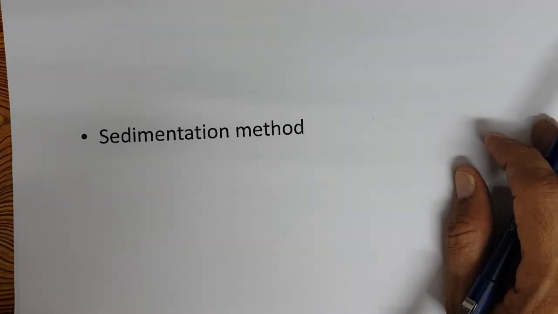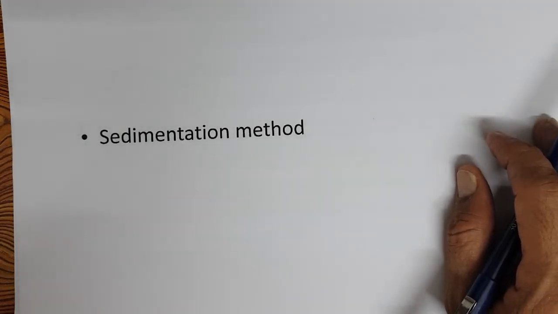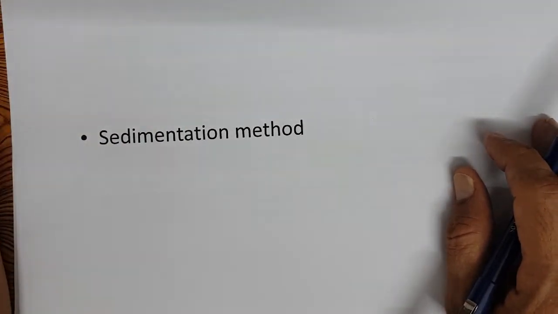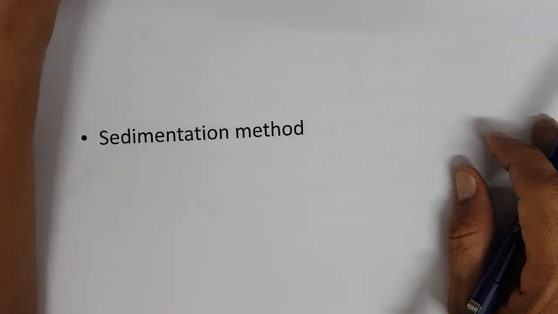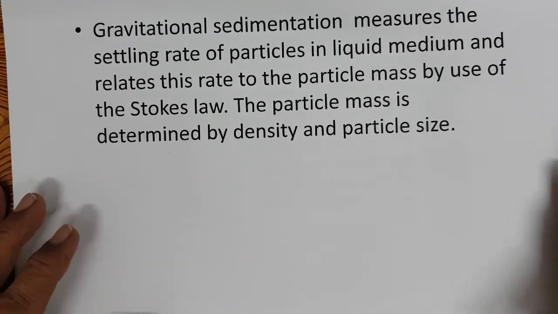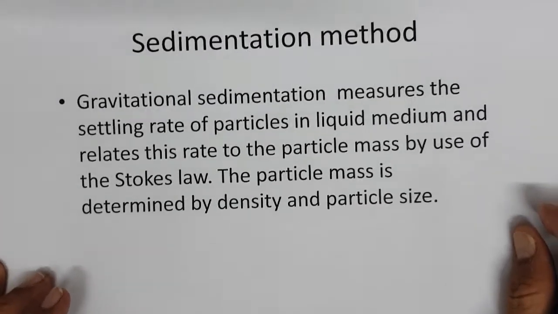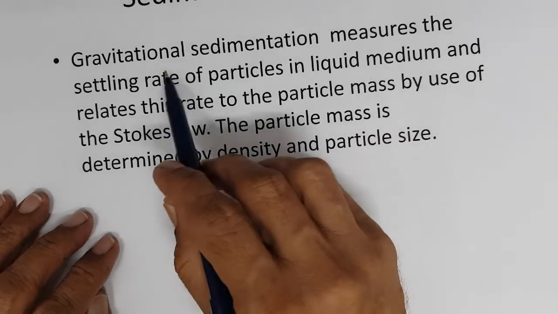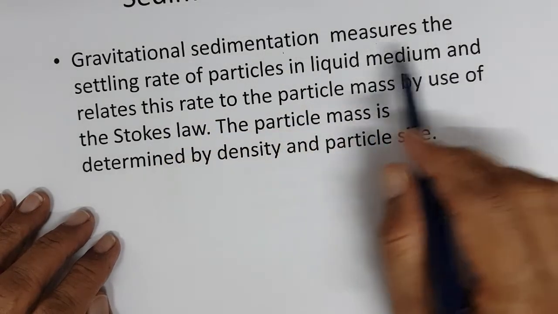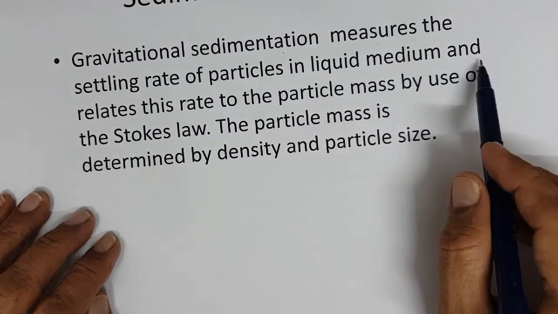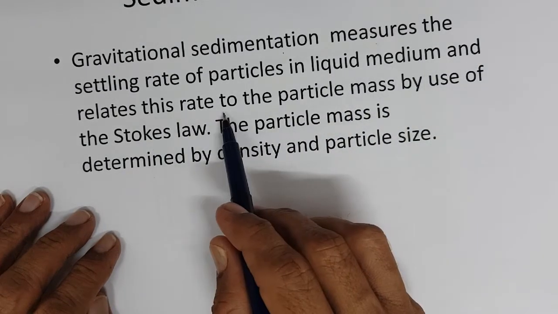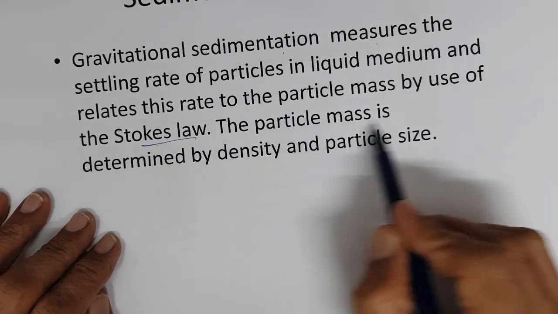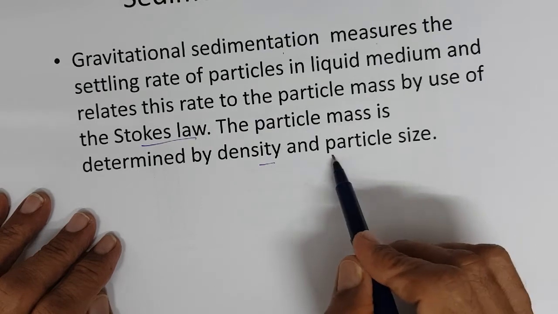In the cosmetic industry it is very rarely used, but it is a good technique if you have suspensions, like calamine lotion, and liquid makeups. Gravitational sedimentation measures the settling rate of the particles in a liquid medium and relates this rate to the particle mass by use of Stokes' law. The particle mass is determined by density and particle size.